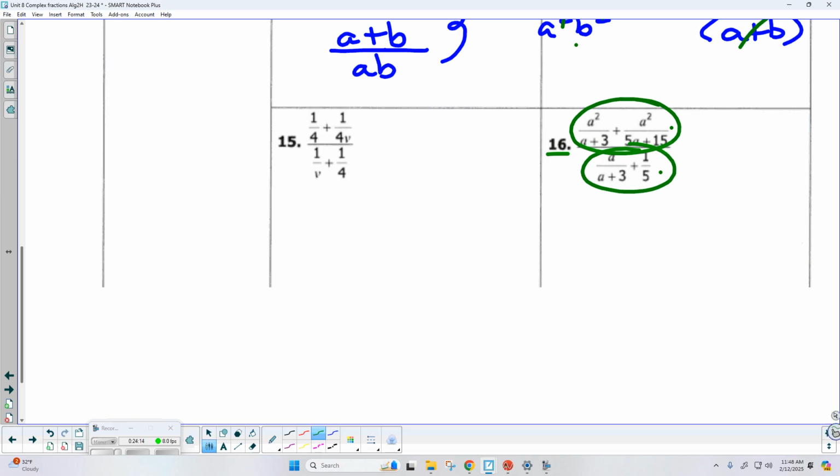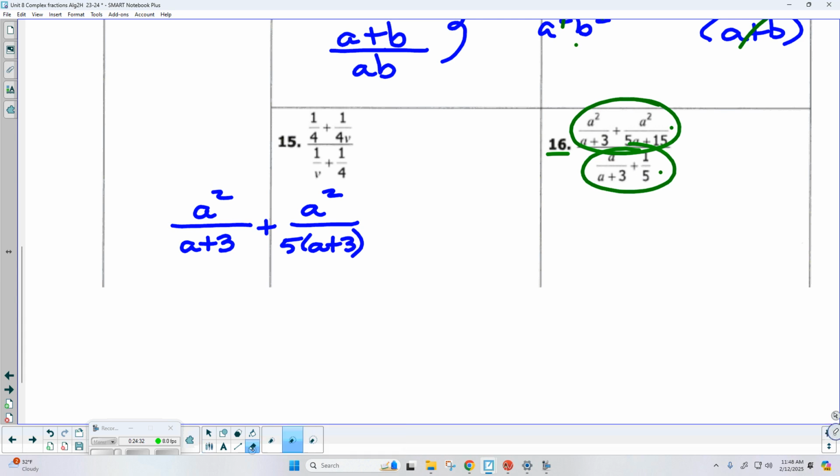Okay. Ava, you want to do the first one? I'll even go ahead and write this out for you. A squared over A plus 3 plus A squared over, I'll factor it for you, 5 times A plus 3. Okay, so right now we are only focusing on the numerator.